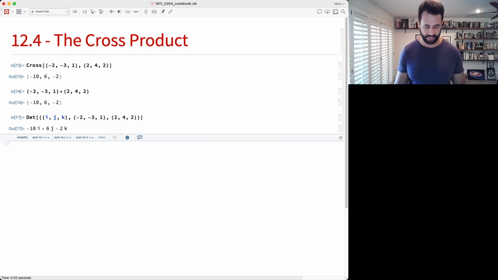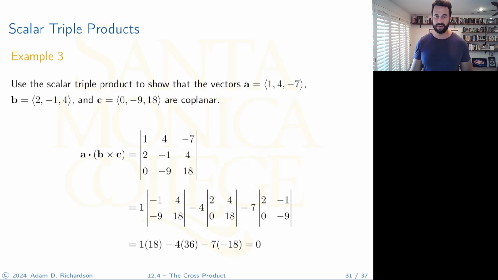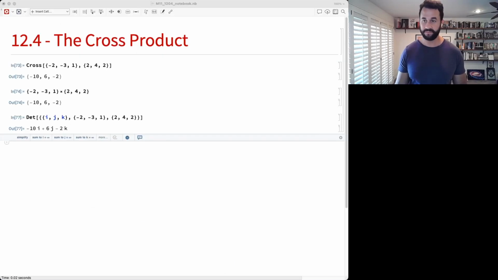Next, let's use it for scalar triple products. So let me go back to the slides. Let's take a look at that scalar triple product that we computed. This one, yeah, this one right here. So this is one we did right here. This is the scalar triple product. Oops, scalar triple product, where are you? There you are. And again, we computed it using the determinant notation. So let's do that here. Let's do the determinant that's pictured here in Mathematica, and let's see if it gives us 0. That way we can verify that we did all this arithmetic correctly.